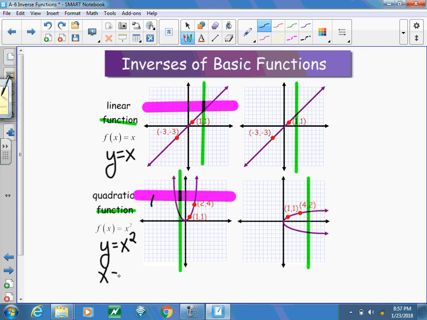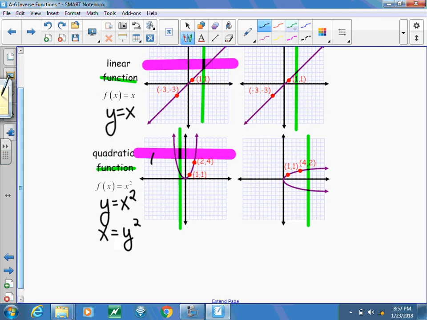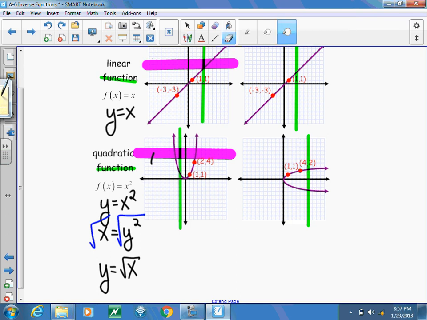So now x is equal to y squared. Well, think about it. How do we solve for y in this case? We would take the square root of both sides. And so this would give me that y is equal to the square root of x. Now, we talked about how the inverse of the quadratic function is not a function. We talked about how it doesn't pass the vertical line test. It also doesn't pass the horizontal line test.